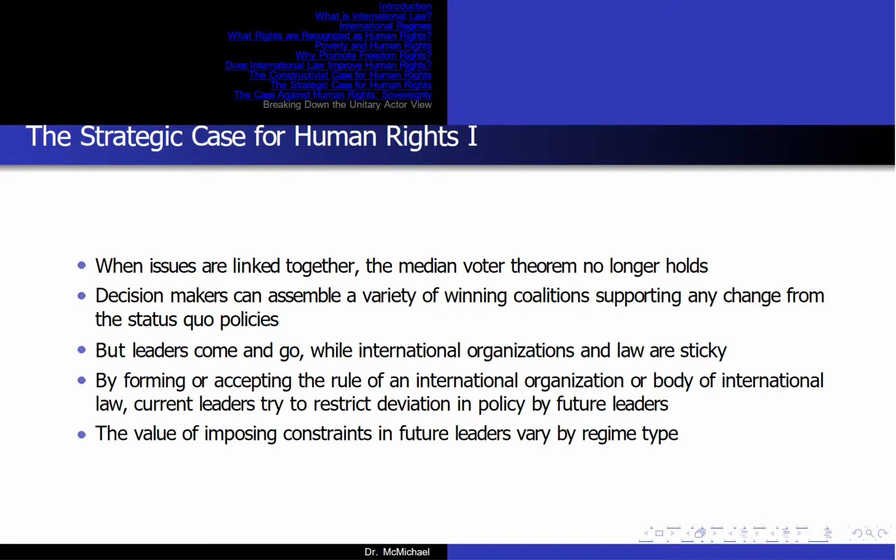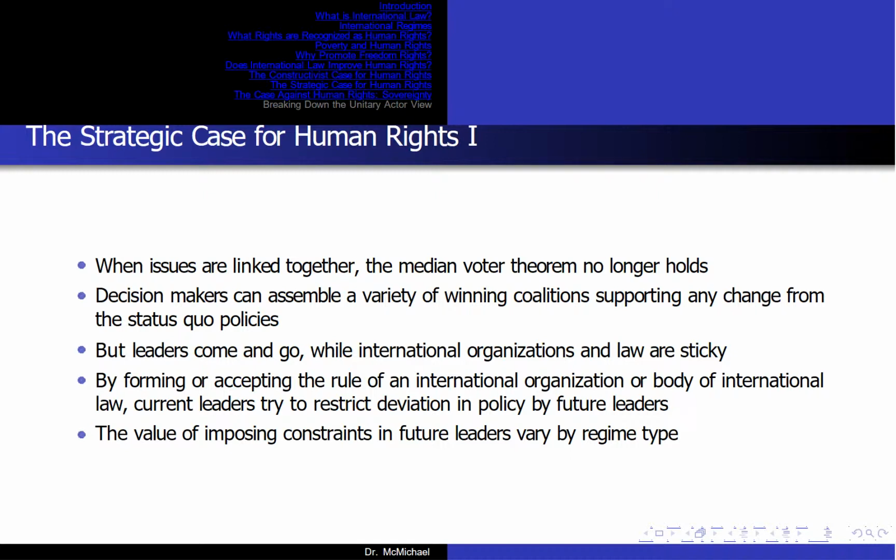The strategic case for human rights. When issues are linked together, the median voter theorem no longer holds. Decision makers can assemble a variety of winning coalitions supporting any change from the status quo policies. But leaders come and go while international organizations and law are sticky. By forming or accepting the rule of an international organization or body of international law, current leaders try to restrict deviation in policy by future leaders.